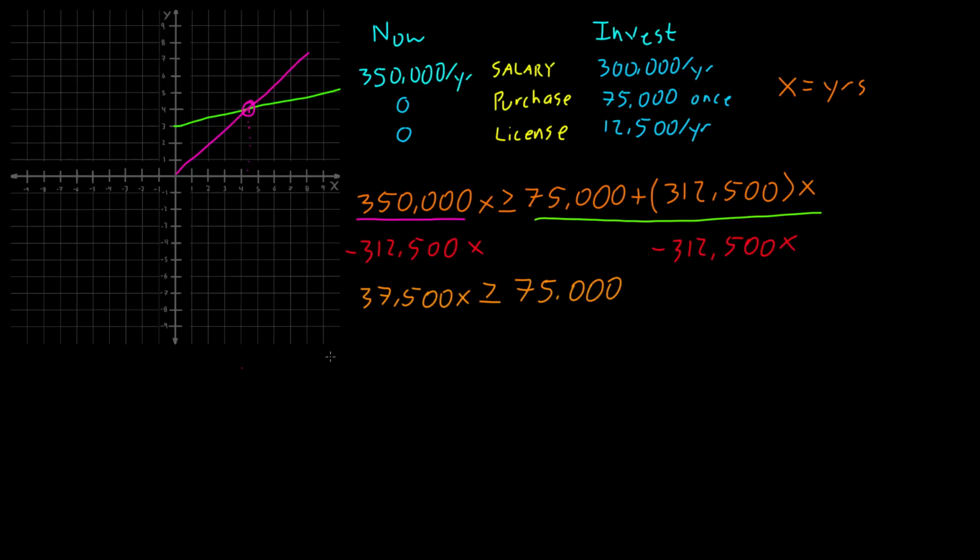So now we can just go to the next step here, and we divide both sides by 37,500. I know these are big numbers here. And what do we end up with? So this is just going to be x, and x is greater than or equal to 75,000 divided by 37,500. That's 2. So it is in 2 years that it will have paid itself off.